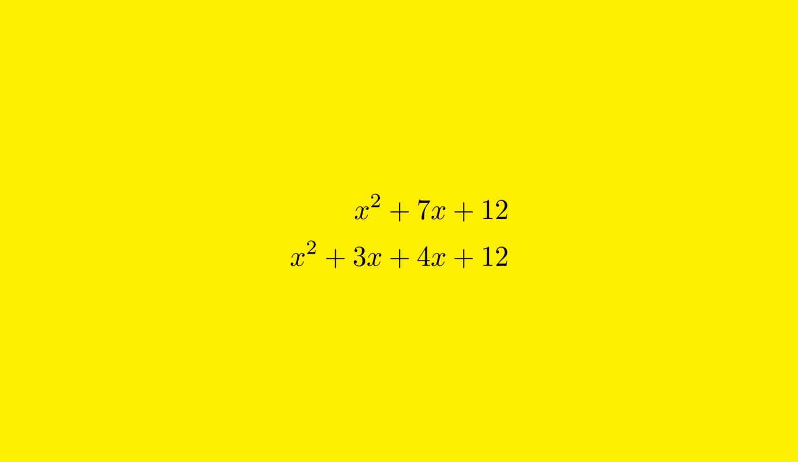So, we can rewrite the middle term, 7x, as 3x plus 4x. This gives us the expression x squared plus 3x plus 4x plus 12.